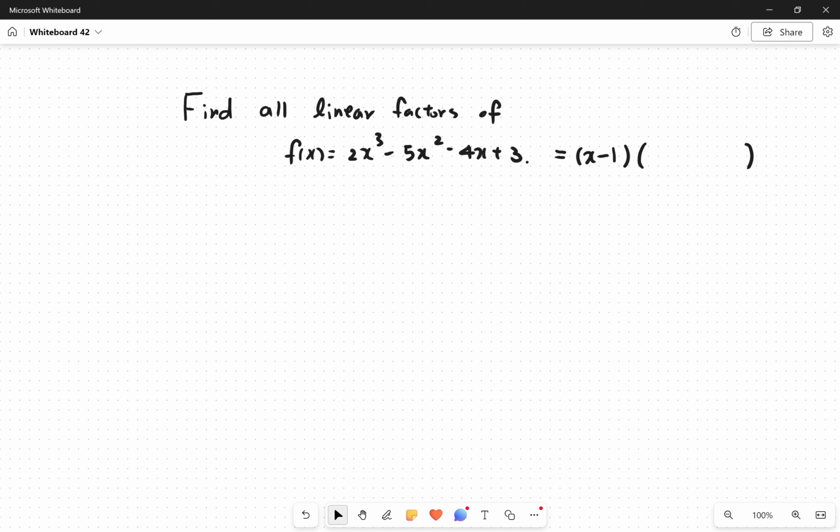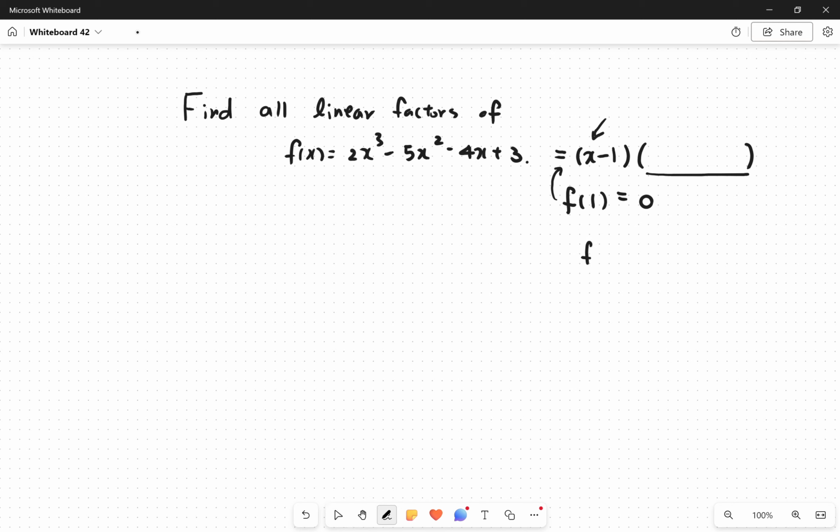If the function has a linear factor x minus 1, f of 1 must be equal to 0. Because if you plug in 1 here, 1 minus 1 becomes 0, whatever the remaining factors are, the product must be equal to 0. Then we go backward: if f of 1 equals 0, x minus 1 is one of the linear factors. So let's verify whether this is a factor or not.